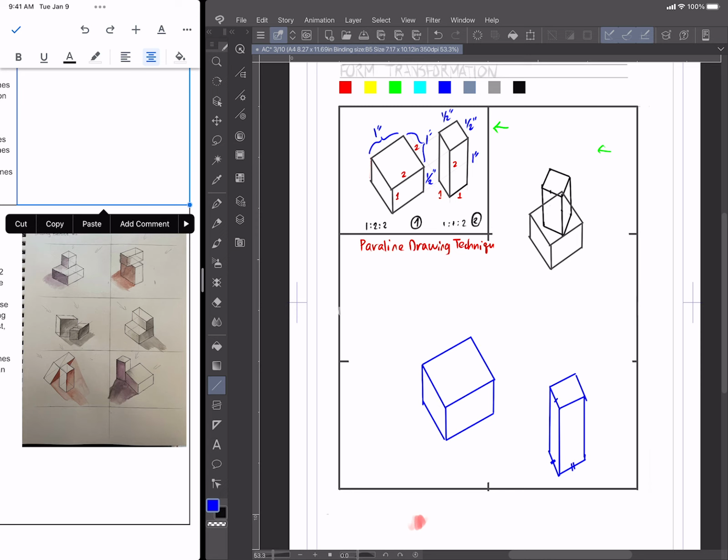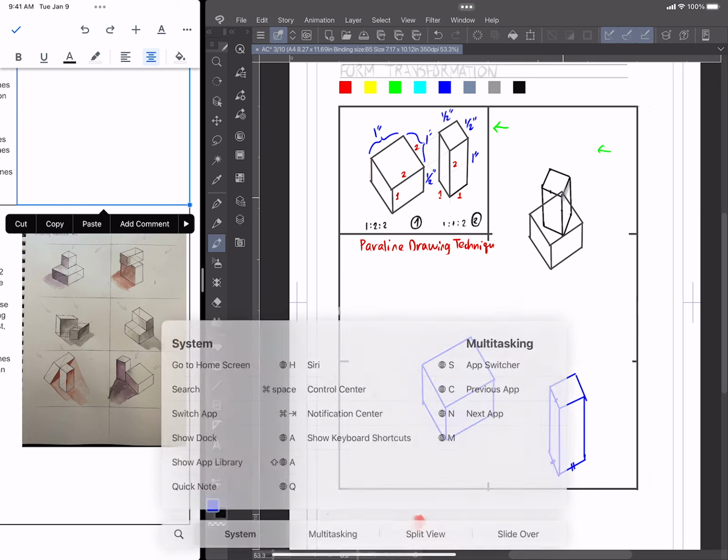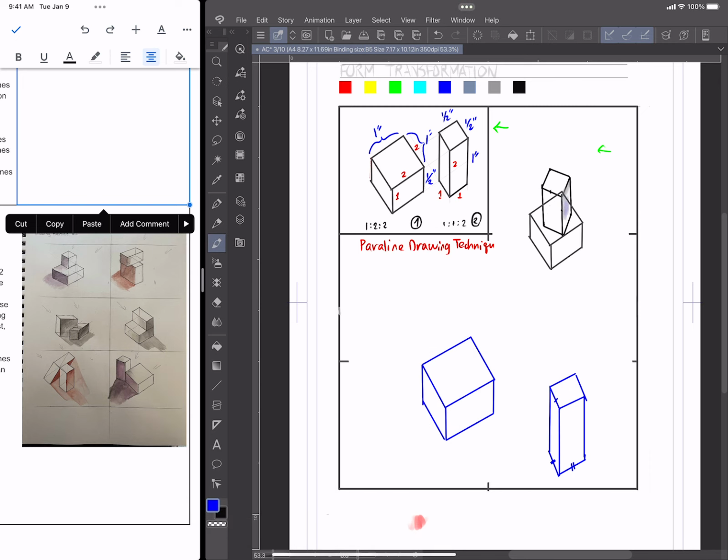Last, we'll draw the second volume sitting on the first volume, but the surfaces are not parallel to each other anymore. So it gives the feeling that the second volume is rotated to a certain angle in relationship to the first volume. How do we approach drawing this?